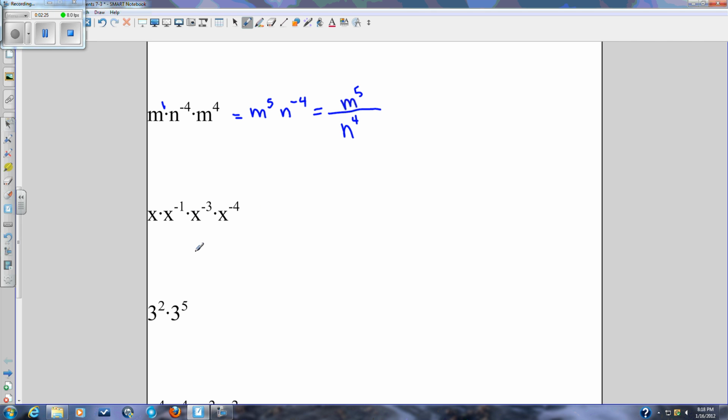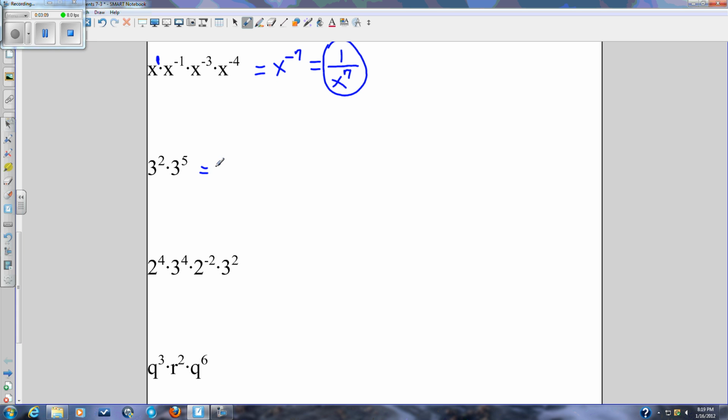Next, let's say we have x times x to the negative 1 times x to the negative 3rd times x to the negative 4. X is the same as having x to the 1st, so let's just write that in. And we're just going to add all of those exponents together. 1 plus negative 1 plus negative 3 plus negative 4. And we get x to the negative 7th power. Well, it's got a negative exponent, so we can't keep it. We have to change it. So we're going to move x to the negative 7 to the denominator, where the exponent becomes positive, and we have 1 over x to the 7th.